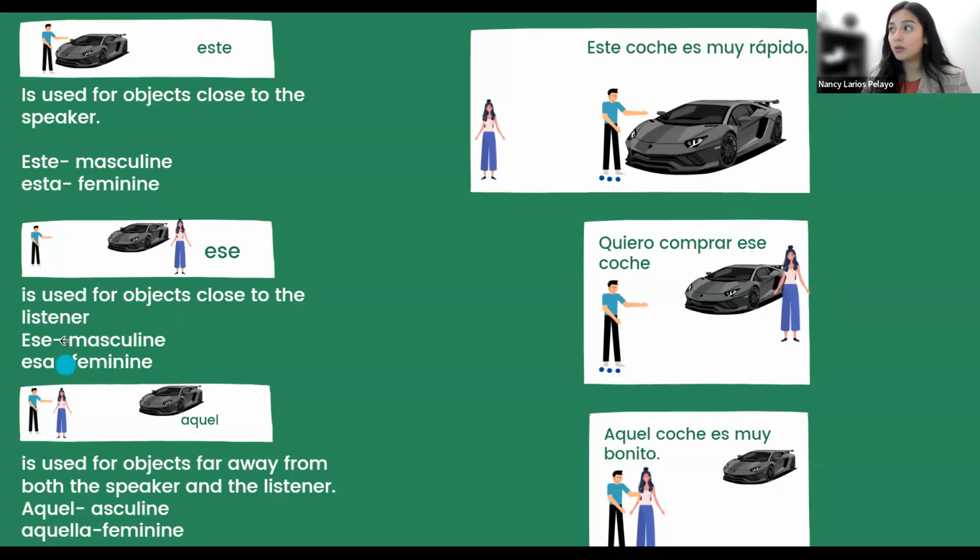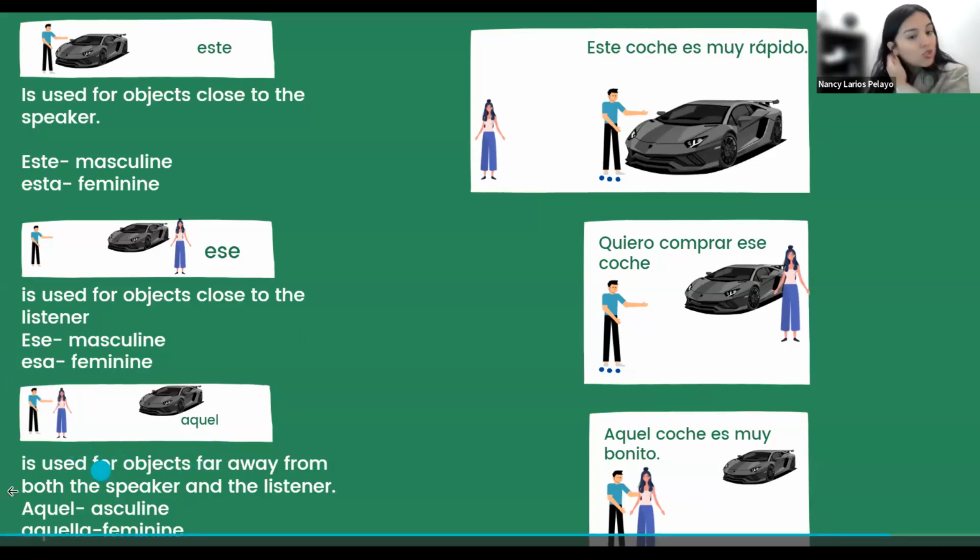So we have to know whether our objects or nouns are masculine or feminine, like in everything that we've been learning in Spanish, right? Everything has to match the gender and the number. And so that's another thing that we have to take into consideration when we are using the demonstrative adjectives. And so, ese coche. Quiero comprar ese coche. I want to buy that car. See? I want to buy that table. Quiero comprar esa mesa. See?